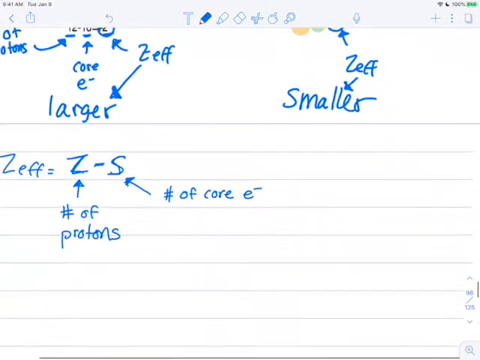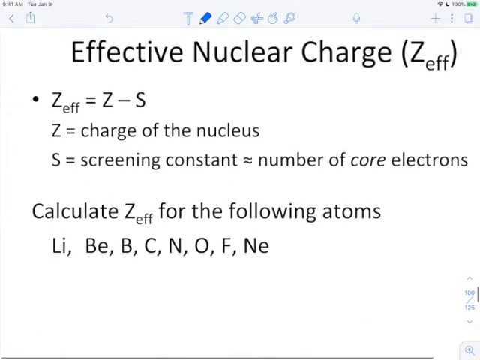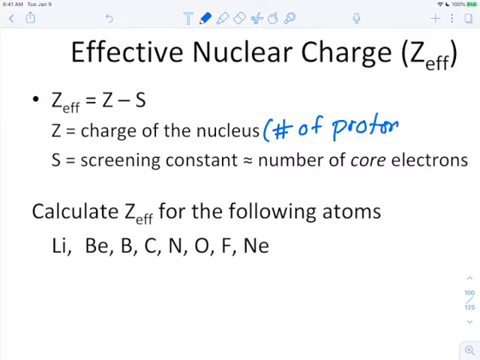Okay, so let's keep going and let's talk about how to actually do some more calculations. So again, Z effective is Z minus S, where Z is the charge of the nucleus, and that is another way of saying the number of protons. And S is a screening constant, and this right here is an approximately equal sign. So it is approximately equal to the number of core electrons. So again, we're doing the sort of simple calculation with the core electrons.